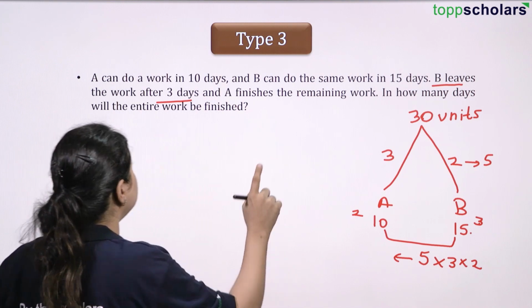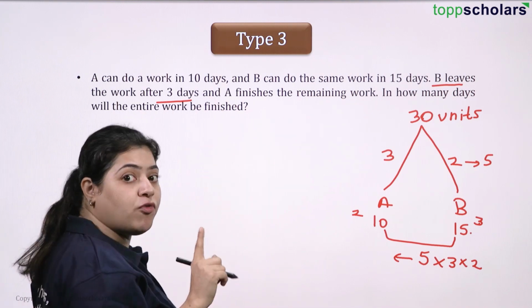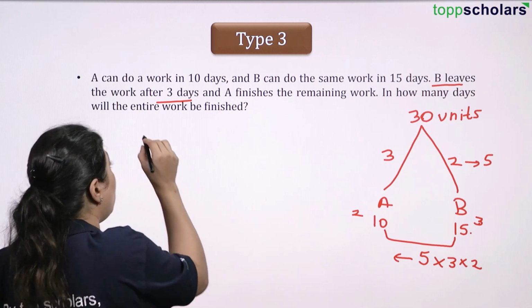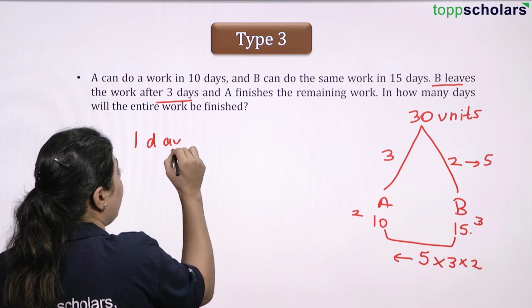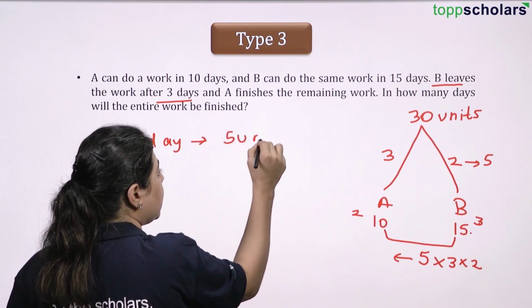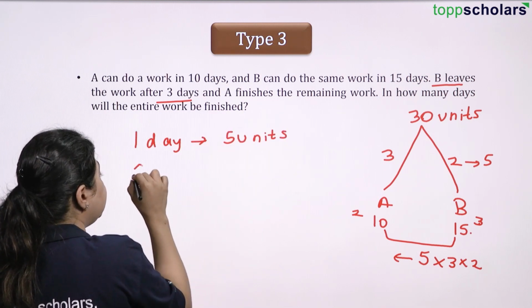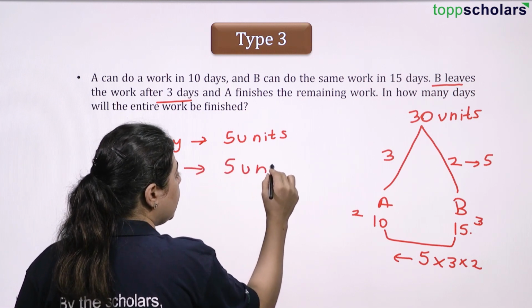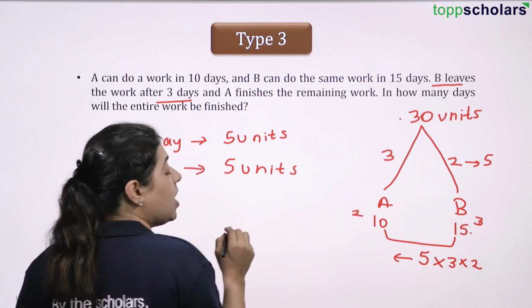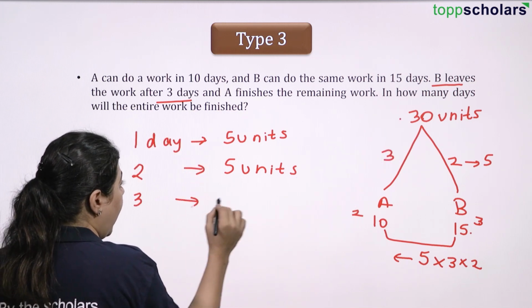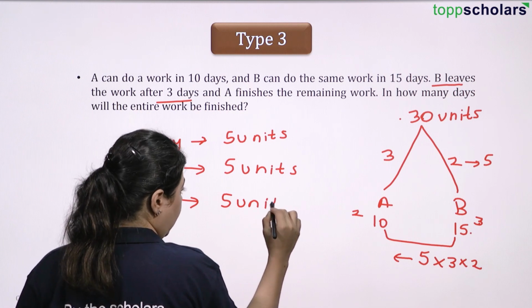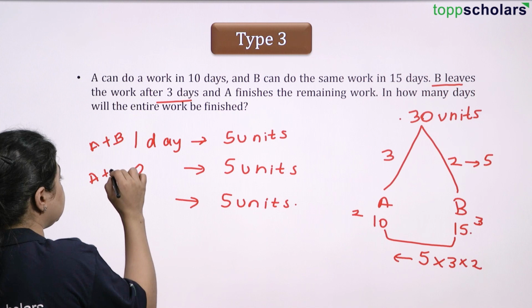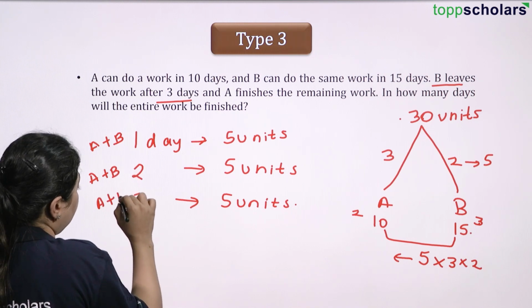Correct? Now, there is a twist. B leaves after 3 days. So for the 3 days only, we have to see A and B's work together. In one day, they will do 5 units. On the second day, both are working, so again 5 more units will be completed. The total work is 30 units. And on the third day, again 5 units. This is the work done by A plus B, here also A plus B, and here also on day 3, A plus B.